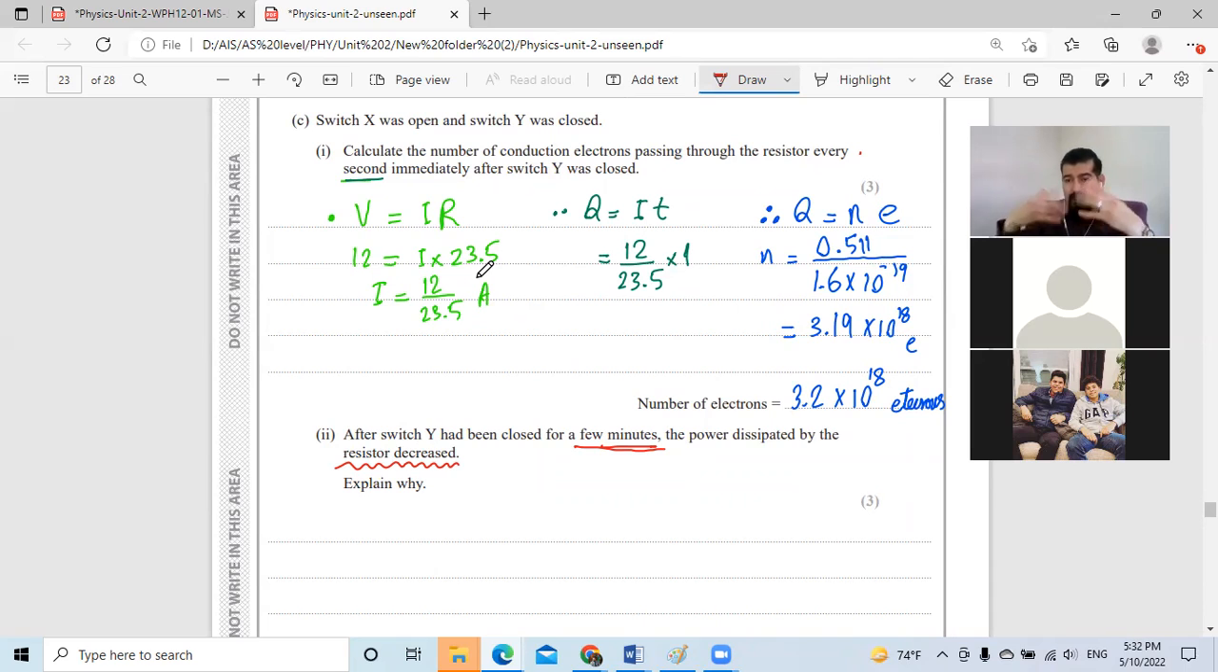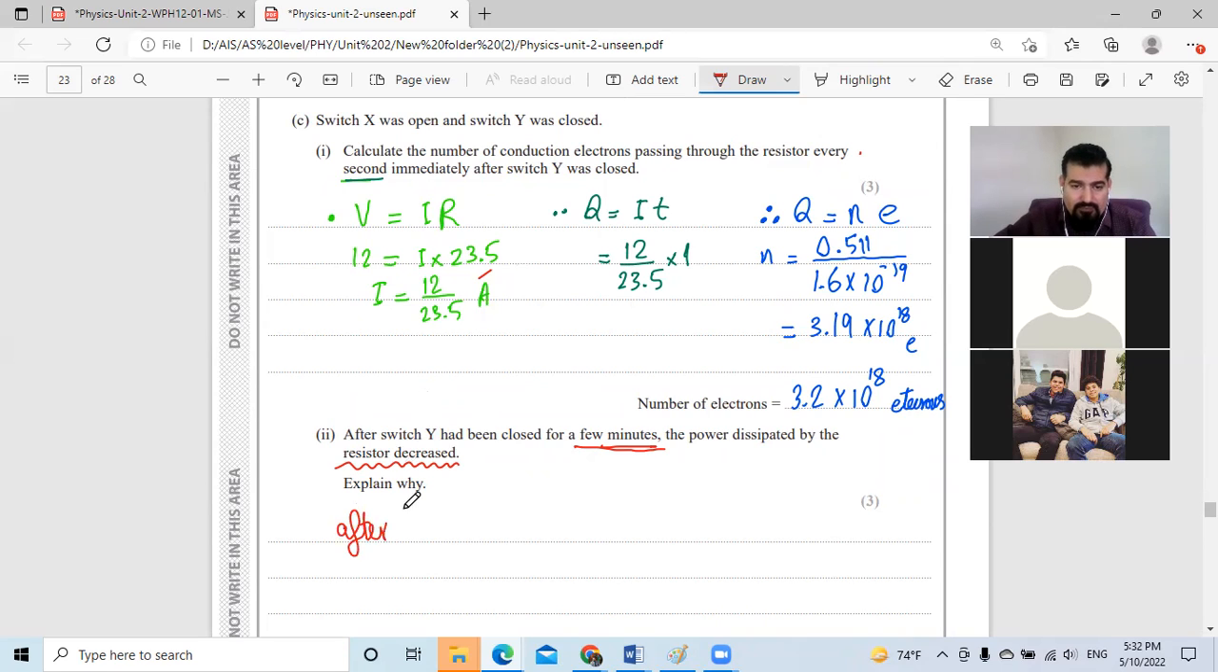As the resistance increases, the rate of flow of current will be low. Or you can say, according to the formula, power equals V squared divided by R. Since the voltage doesn't change but the resistance increases, the power will decrease. Good? Okay. So what are we going to say?